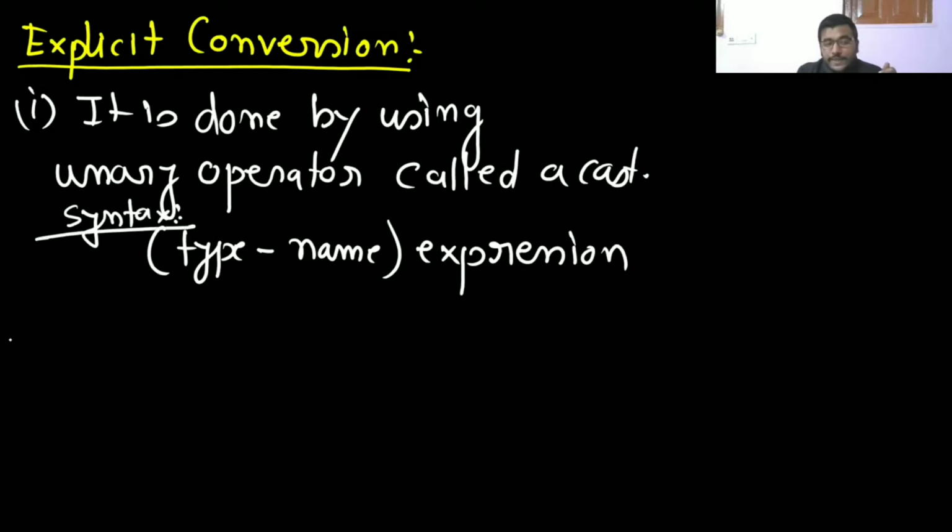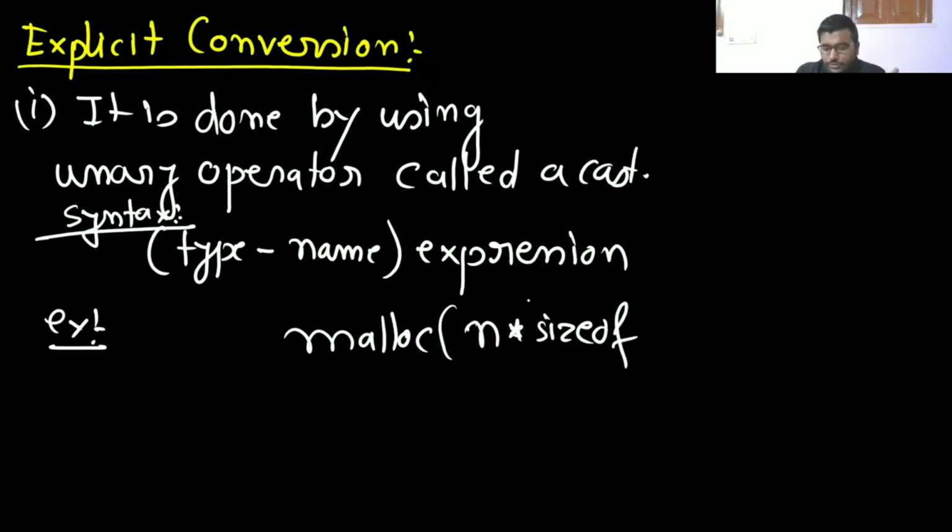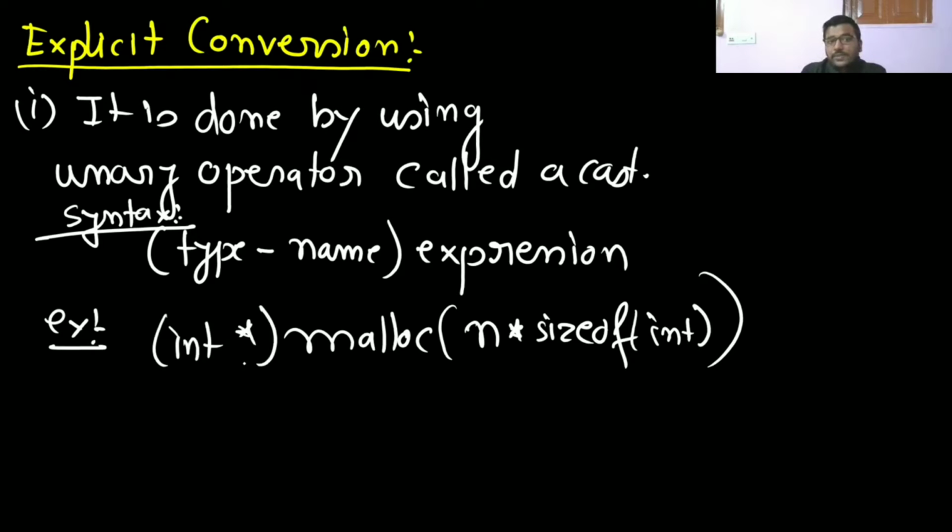Generally you have used this syntax whenever you are doing dynamic memory allocation, when you are calling malloc with n into sizeof int. I will teach you this, and sizeof also. Malloc returns void star, and now you want to convert it into int star, so you want an explicit type conversion. Like int star you have done. This is the example. And in functions also we do type conversion, that also I will tell you.